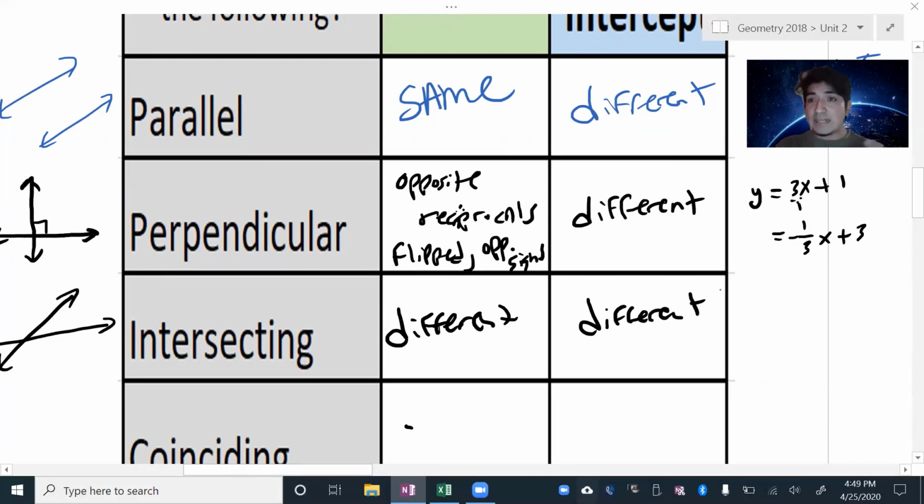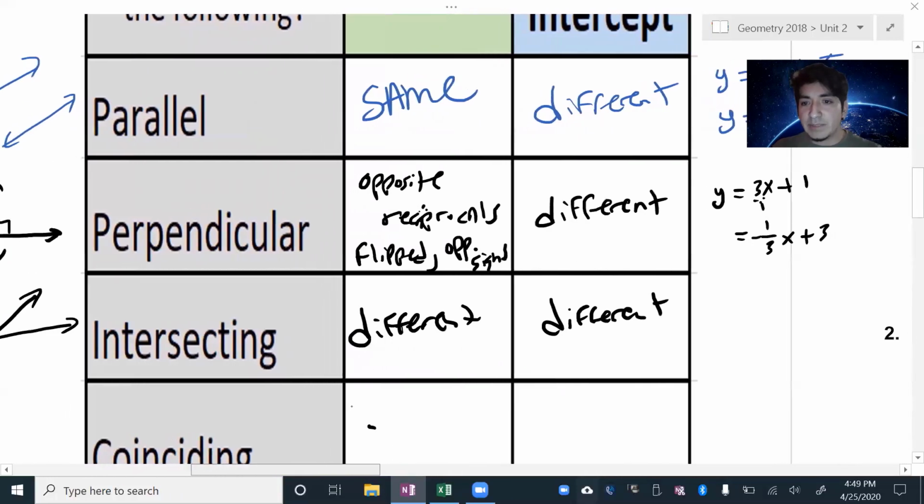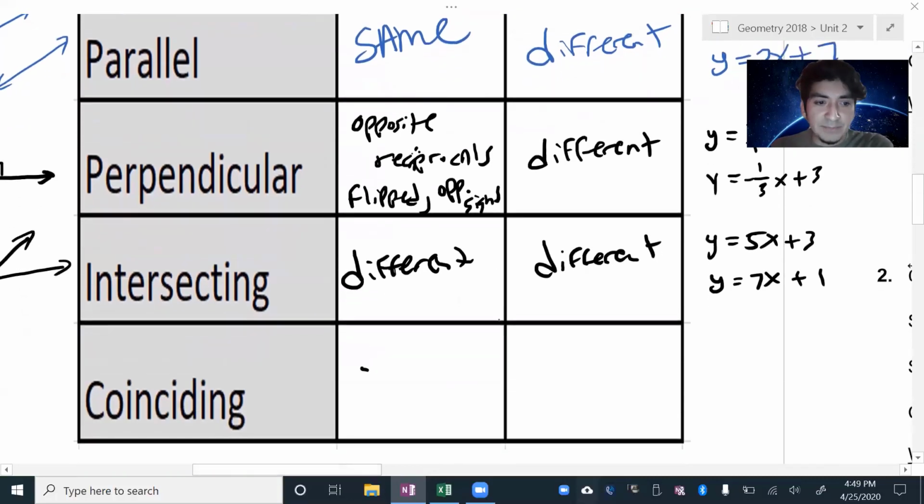I'm just using this table as a sense for you to reference, so you can use it along the way. Oh, forget the y there. And then if I were to create one, I'll just make one up. So y is equal to 5x plus 3, and then y is equal to 7x plus 1. See how everything's a little bit different in terms of the slope and also the y-intercept.